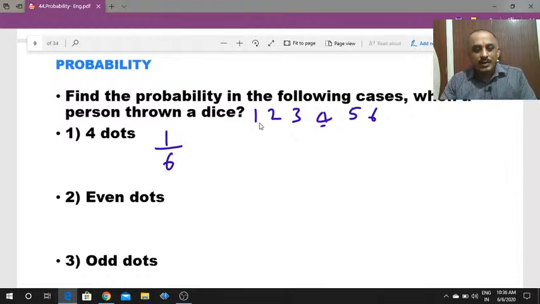Even dots. Here how many even numbers are there? 2, 4, 6. 3 even numbers are there. What is the probability formula? Number of favorable events by total events.